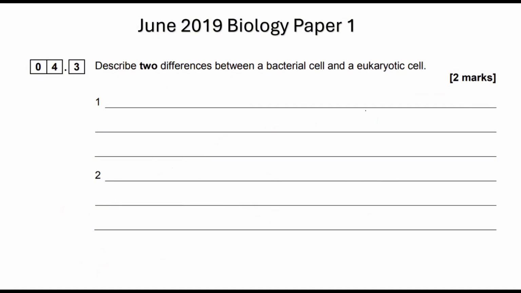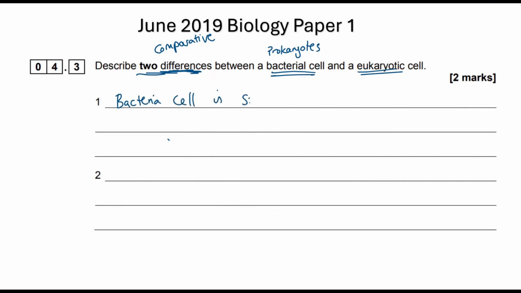Next question, June 2019. Describe two differences between a bacteria cell, which, remember, that is our prokaryote, and eukaryotic cells. So they want two differences. Make sure you use comparative language. So you talk about both bacteria and eukaryotes in the same sentence. An example: bacteria cell is smaller, don't forget the ER, than eukaryotic cells.